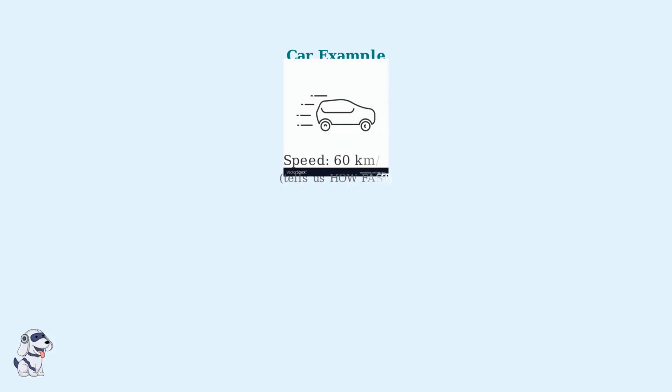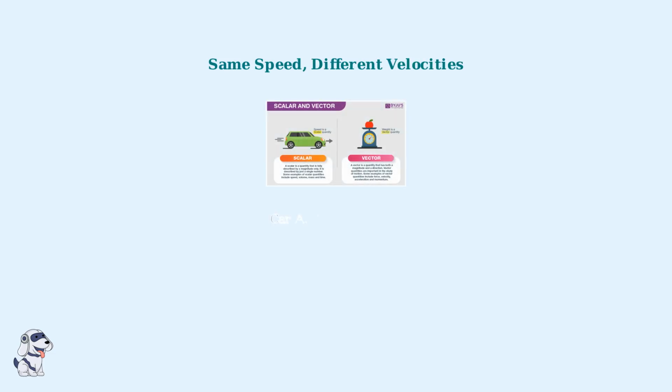Here's a practical example that shows the difference clearly. A car traveling at 60 kilometers per hour has a speed of 60 kilometers per hour. But if we specify that the car is moving 60 kilometers per hour toward the east, we are describing its velocity. This distinction becomes important when objects change direction. Two cars traveling at the same speed but in different directions have different velocities, even though their speeds are identical.